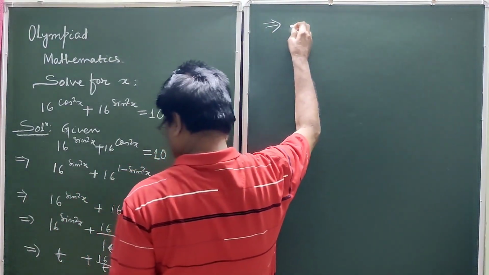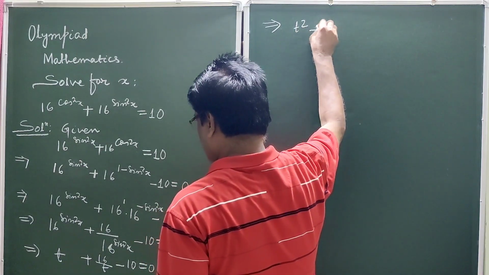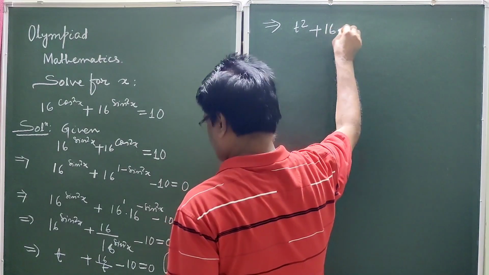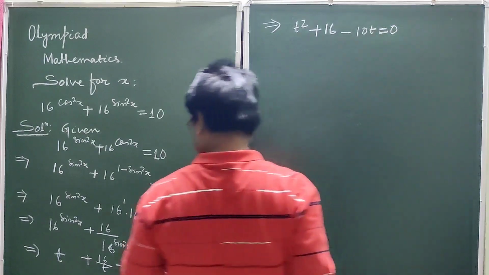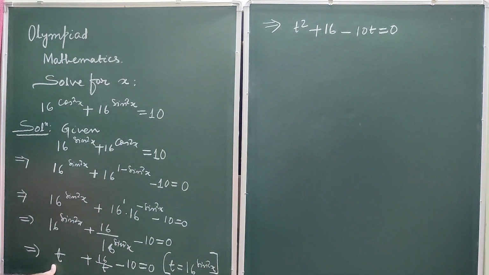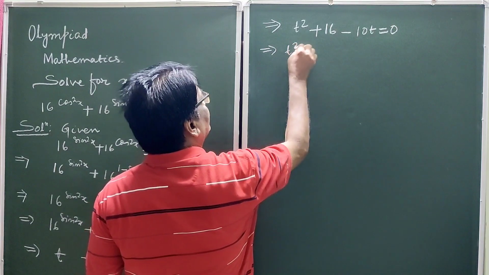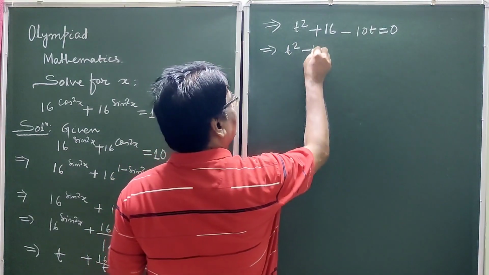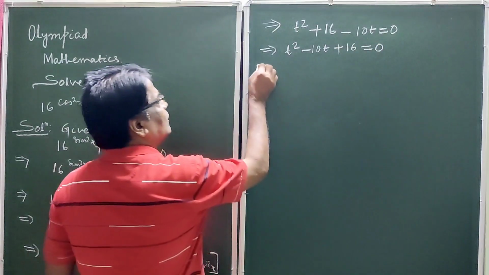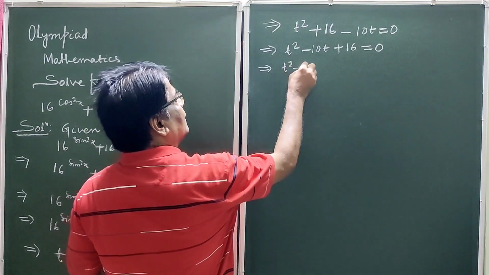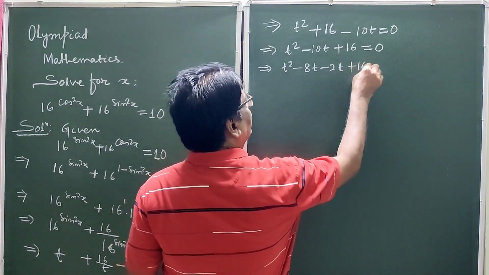This implies t square plus 16 minus 10t is equal to 0. So this equation, multiplying t throughout, this implies t square minus 10t plus 16 is equal to 0. So this implies t square minus 8t minus 2t plus 16 is equal to 0.